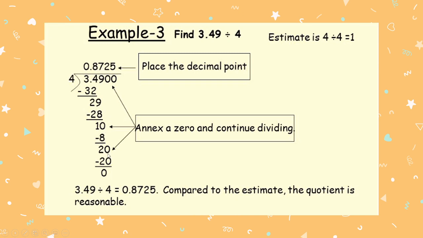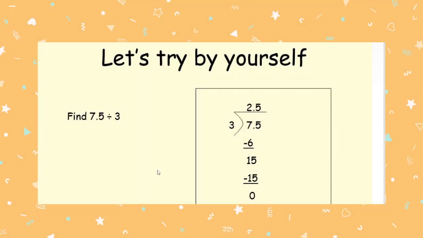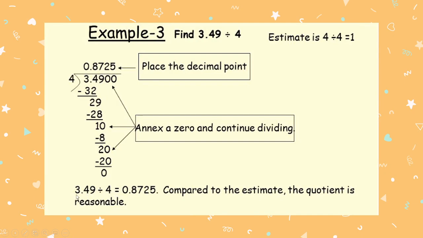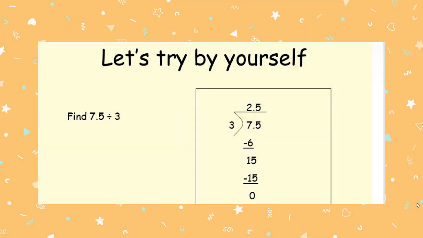That gives us 20 in the subtraction. We're adding another 0, so we can continue to divide until we get a 0 as a remainder. 4 times 5 will give us 20. And that way, 3.49 divided by 4 is equal to 0.8725. Compared to the estimate, the quotient is reasonable, because if we were to round this decimal number, we are going to get a whole number like the number 1.